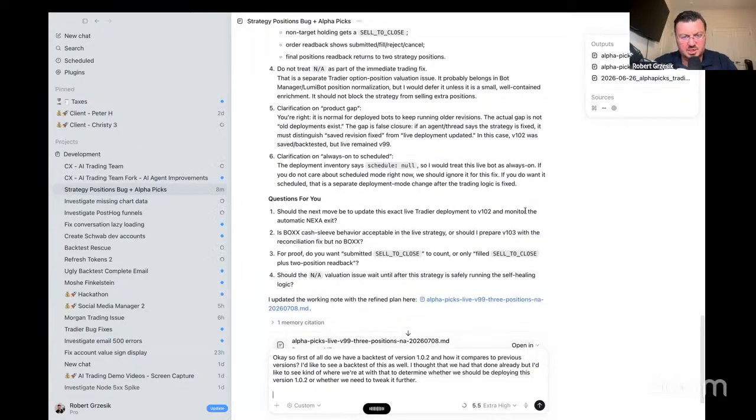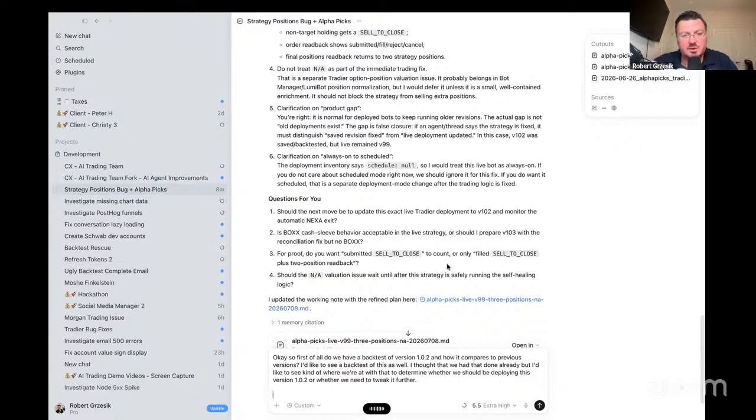Your second question is, is box cash sleeve behavior acceptable as a live strategy? Or should I prepare version 103 with the reconciliation fix but no box? No, I definitely want box. That's why I'm also surprised I don't own that either. Like, why don't I currently own box in this strategy? That's another thing that's missing.